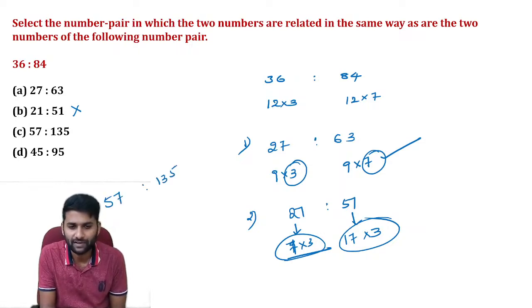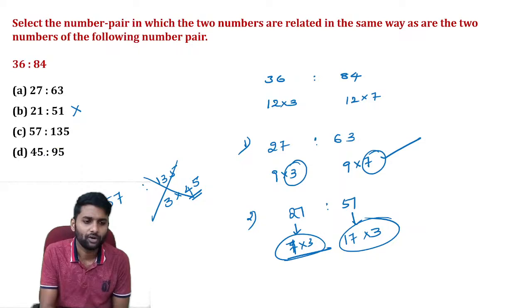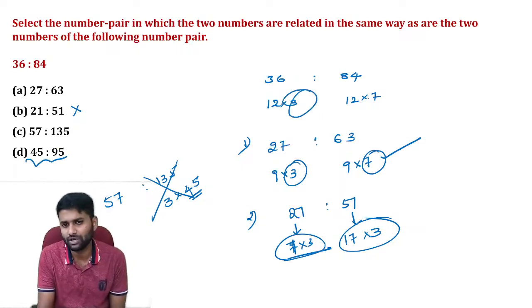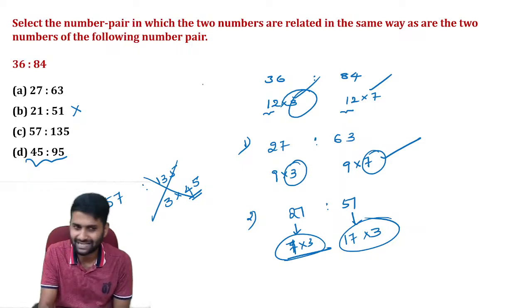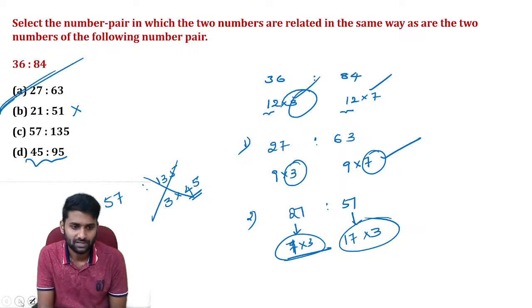Let's go through that. 51, 35. Go through the 3 table again. 3 fours are 12, 3 fives are 15, so 45 again does not exactly follow our condition. Now 45 and 95, so both do not follow the condition. You have to use the same number multiplied with 3 and with 7. That relation satisfies only 27 and 63. So that's the condition.